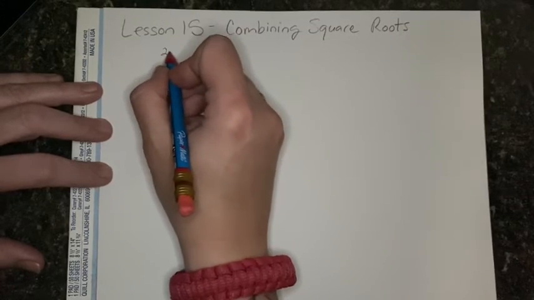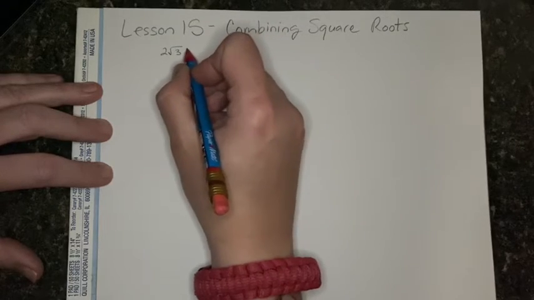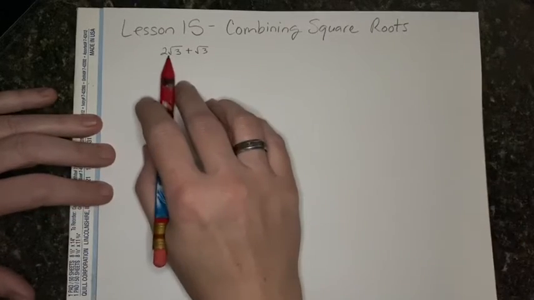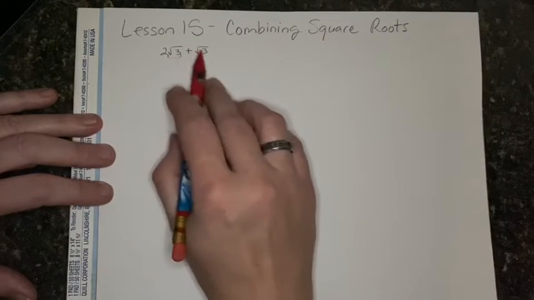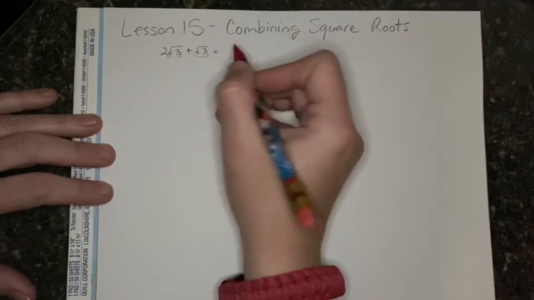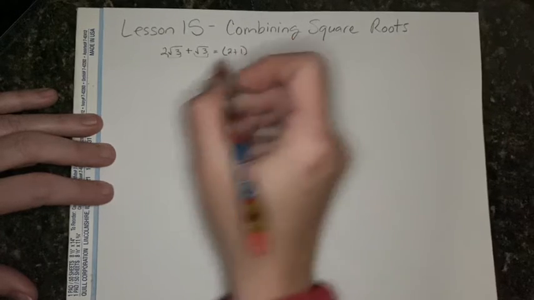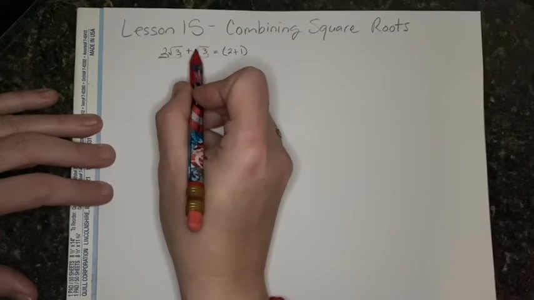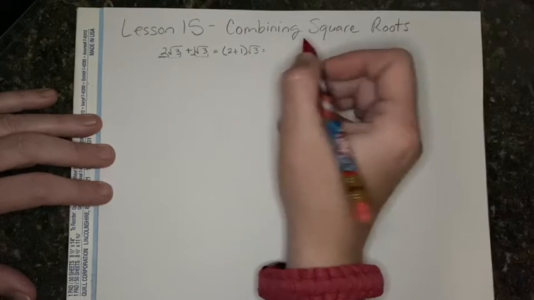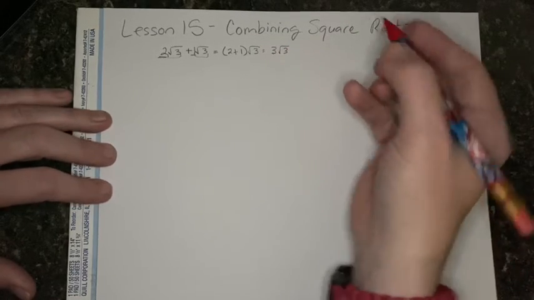Looking at that, we have, as an example, 2 times the square root of 3 plus the square root of 3. These both have the same number under the radical sign, therefore they can be combined. Your book shows you this example, it's the same as adding 2 plus 1, our coefficients, 2 plus our invisible 1, times the square root of 3. Therefore, our answer is 3 times the square root of 3.